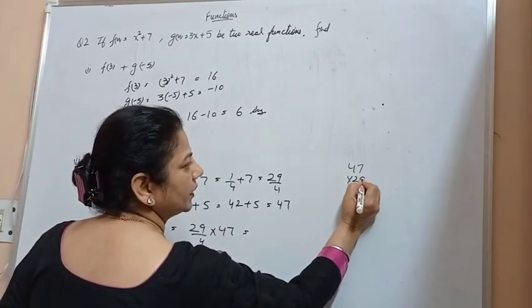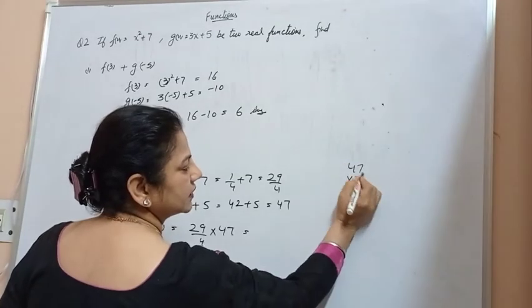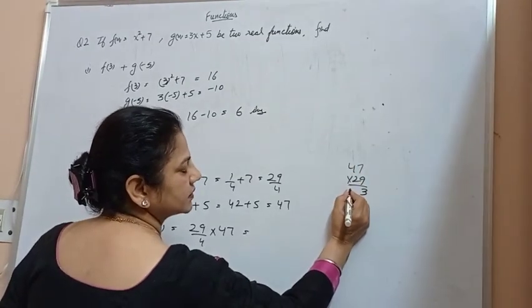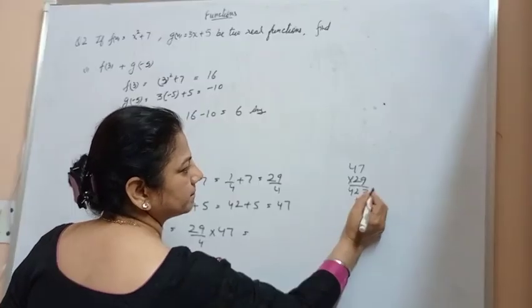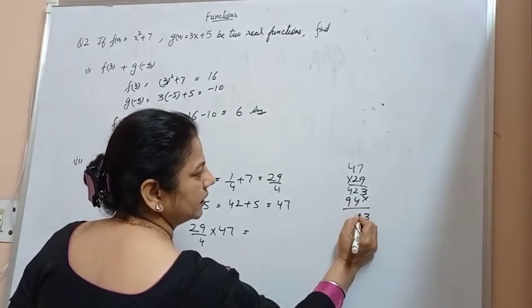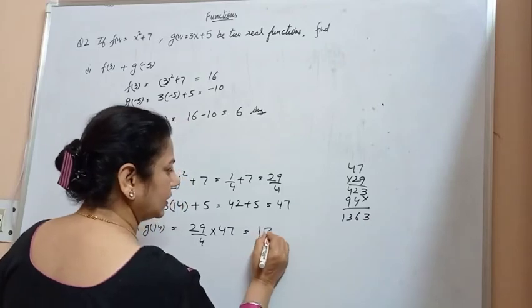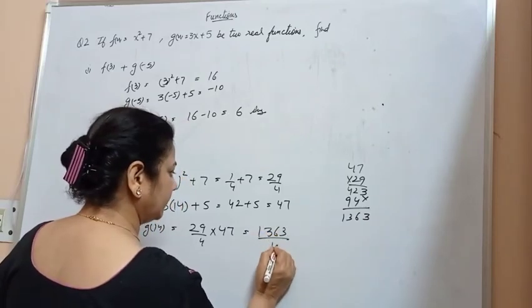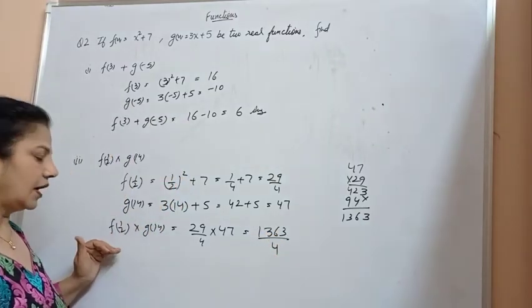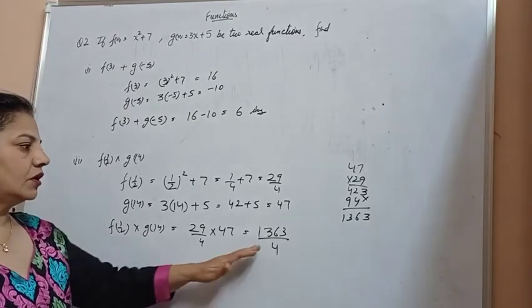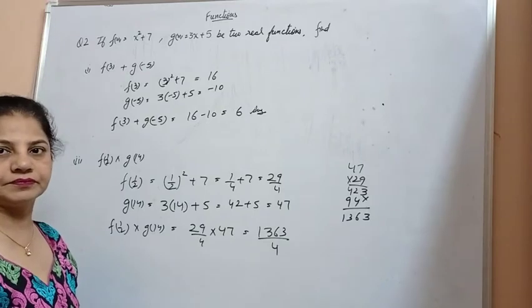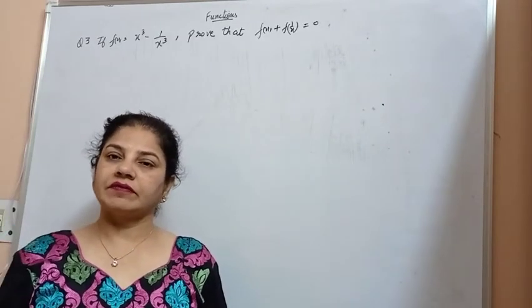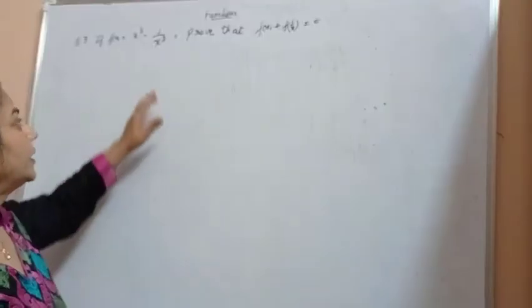47 into 29. So 1, 3, 6, 3 divided by 4. So the result of f of half into g of 14 is 1363 upon 4.